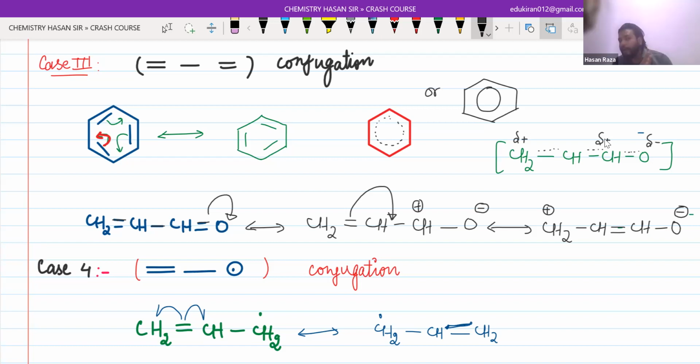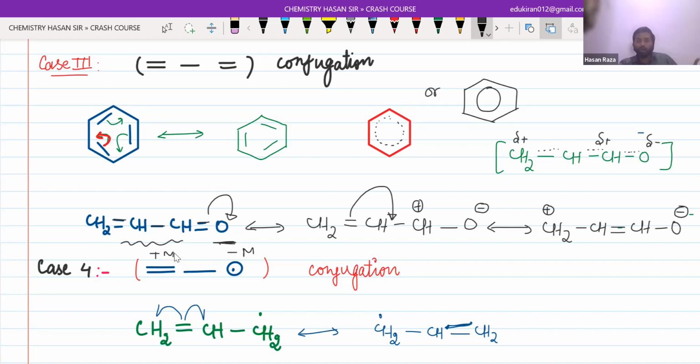Now, one more important point. The way we divided inductive effect into two parts, plus I, that is donating electron, and minus I, that is accepting or withdrawing electron, resonance can also be divided into two parts, plus R and minus R. We also call it plus M or minus M. Since this oxygen is withdrawing electron from the chain, it acts as minus M, and the whole chain acts as plus M.